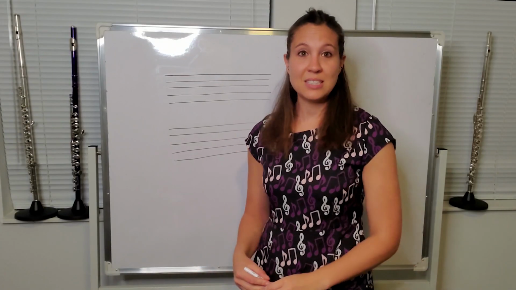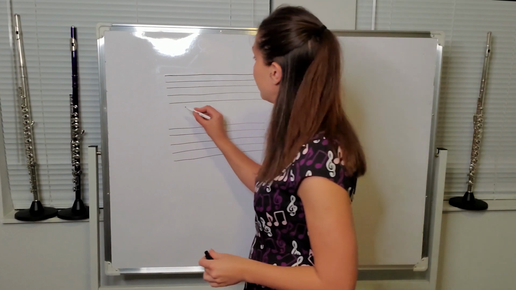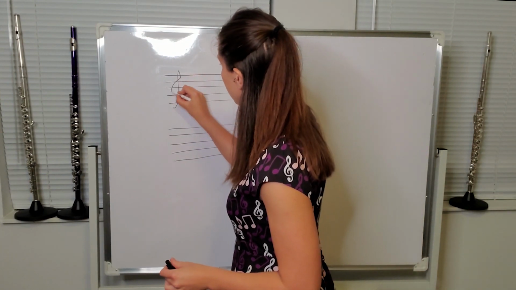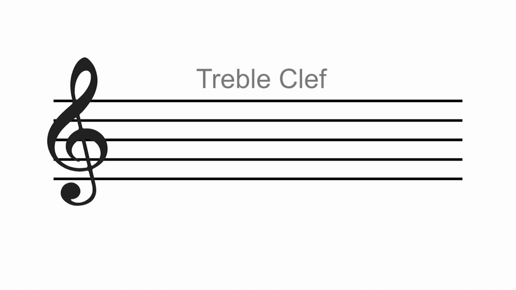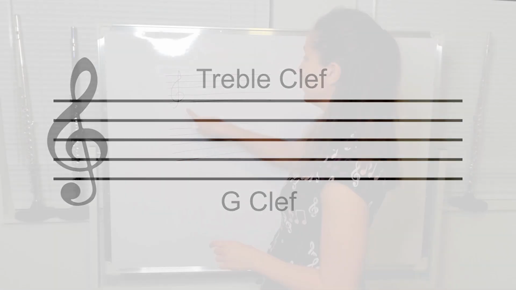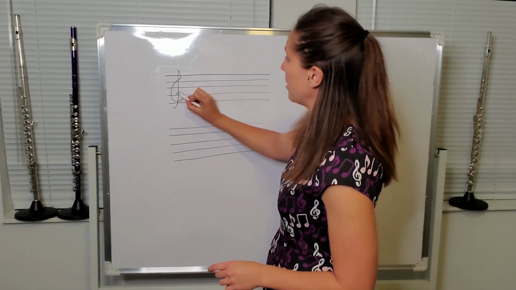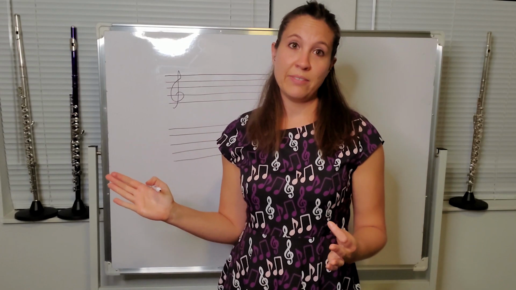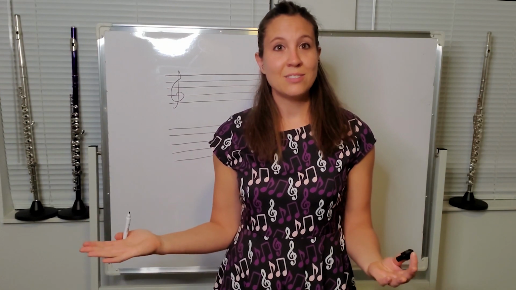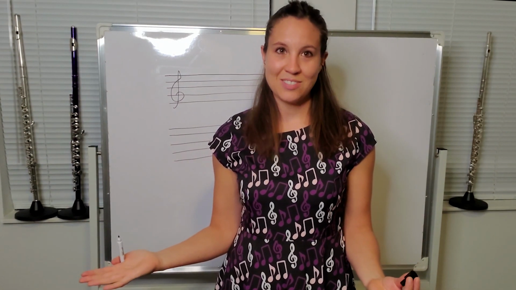Now, the next thing we'll see is called a clef. This is the treble clef, also known as the G clef. Why? Part of the clef tells us where the note G is. It's this line right here. It's where the swirl ends. Instruments that use the treble clef are flutes, clarinets, oboes, violins, saxophones, trumpets, and most vocals.